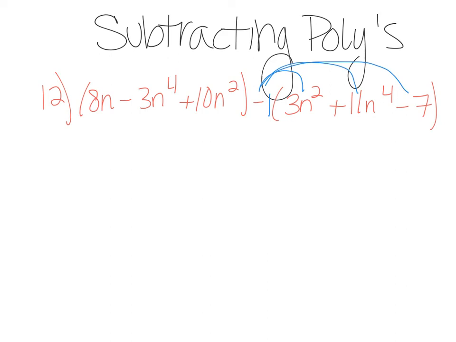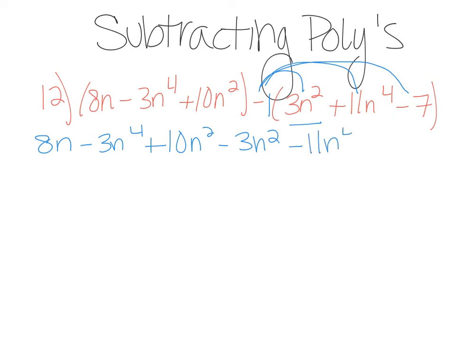So we're starting with, and I'm just going to rewrite my problem, 8n minus 3n to the 4th plus 10n squared. That one stays exactly the same. But then over here I need to subtract the 3n squared. So it becomes minus 3n squared. And then negative 1 times positive 11 is negative 11n to the 4th. So you're subtracting 11n to the 4th. And then negative 1 times negative 7 makes that a positive 7 because we're subtracting a negative 7. So now you can look through and just combine up any like terms.